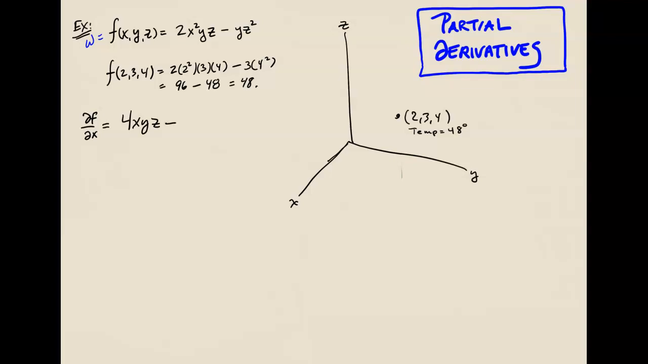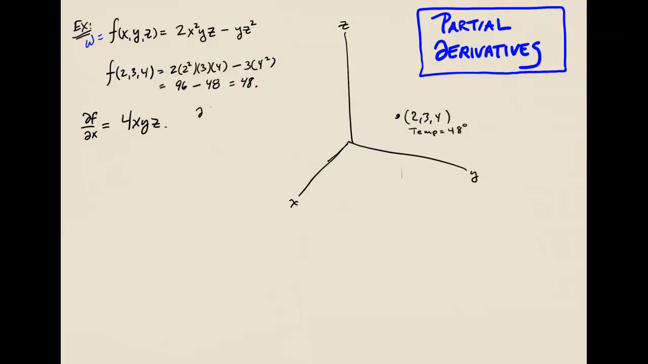And similarly, on the next term, if I'm taking the derivative with respect to x, this whole term is a constant, because as I move parallel to the x-axis, y and z are not changing. And the derivative of a constant, of course, is 0, so nothing happens. And my derivative is just 4xyz.